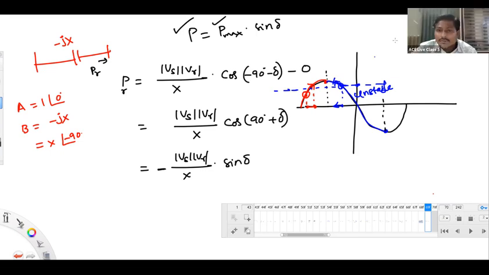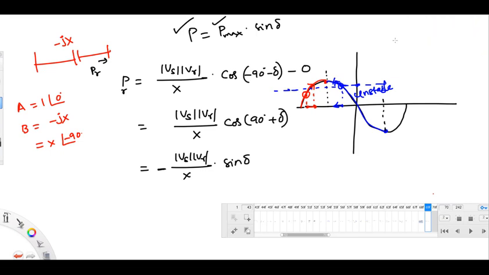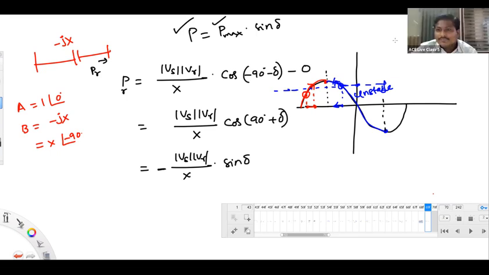Can you repeat again? What's your doubt? Means if the load is constant, then I can say that for decreasing delta also it is stable. Unstable only, right? Unstable.